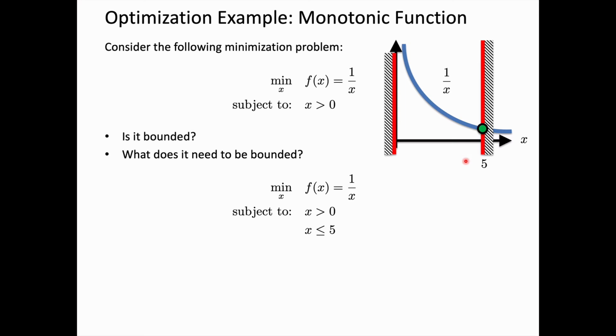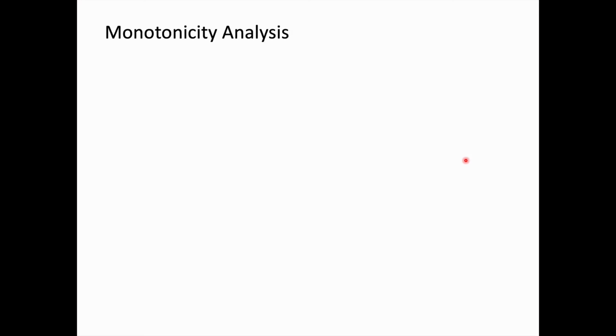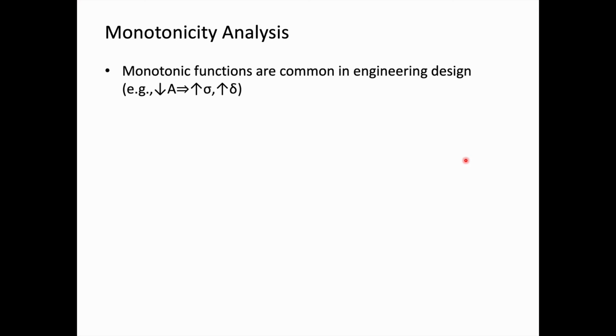And to help with this, there's a tool known as Monotonicity Analysis. There is a formal way of analyzing problems that have one or more monotonic functions, and we can answer lots of questions about these problems, including boundedness. And why is this important in engineering design optimization? Monotonic functions are super common.